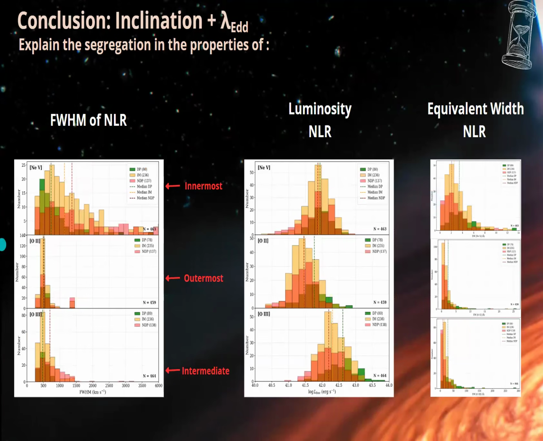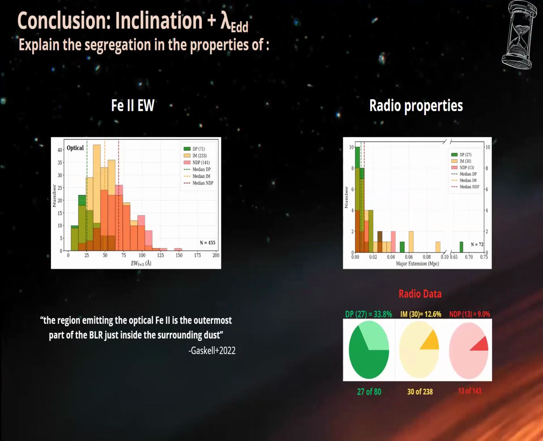For example, here I can show to you that even in the narrow line region, the physical and spectral properties are affected by some bias. And this bias can also be explained by a combination of inclination and Eddington ratio. Here, we also have the behavior of the Aluminum 2 complex emission line and the radial properties, which are also segregated, and we can explain them with the same combination, Eddington ratio plus inclination.